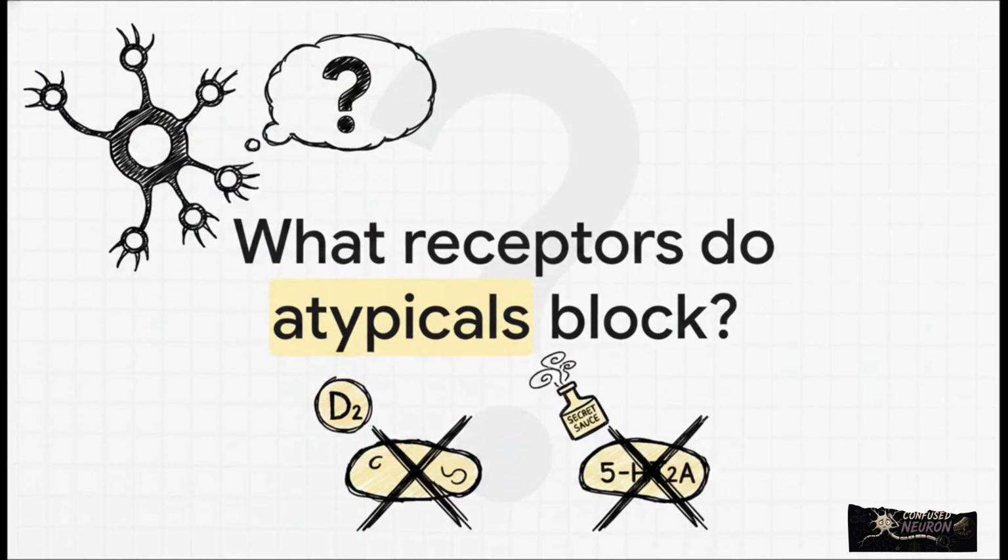Time to snap back to attention for a quick pop quiz. And speaking of the old joke from the Confused Neuron channel, why did the confused neuron misfire? Because it forgot its receptors. Corny, I know, but please don't make a simple mistake on your exam.